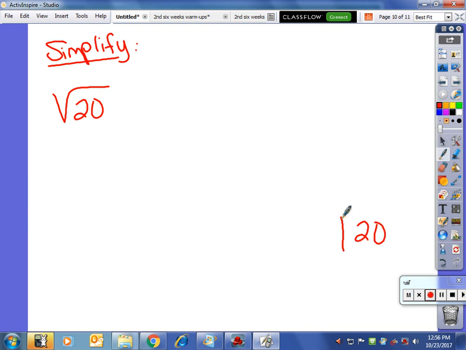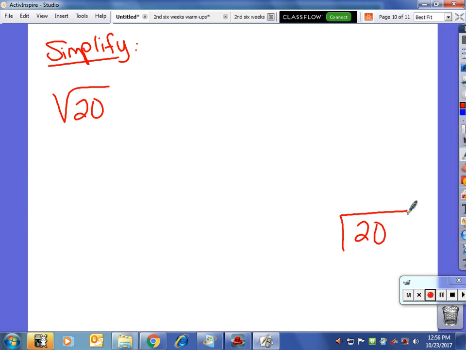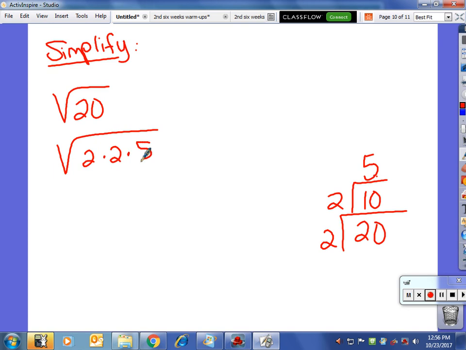I always start with the lowest prime number that goes into 20, which is 2. Remember we did this Friday. 2 goes into 20 10 times. I keep dividing by 2 till I can't divide by 2 anymore. 2 goes into 10 5 times. As soon as I hit a prime up here, I'm done. So 20 breaks down to 2 times 2 times 5. Do you agree with that? So we could rewrite 20 as 2 times 2 times 5. Because what is 2 times 2? And what's 4 times 5?